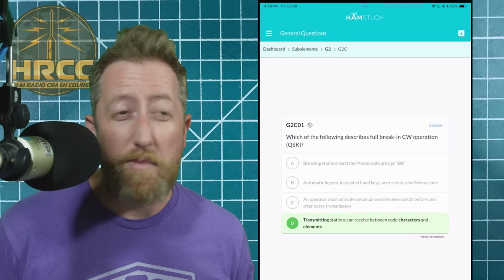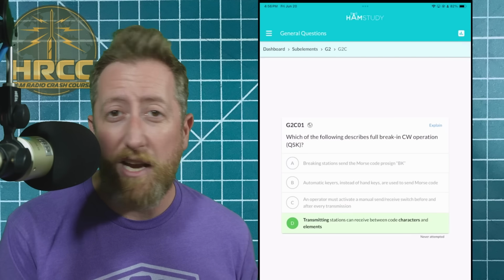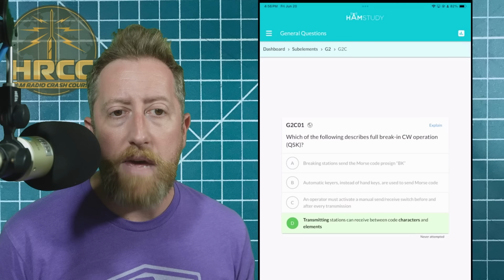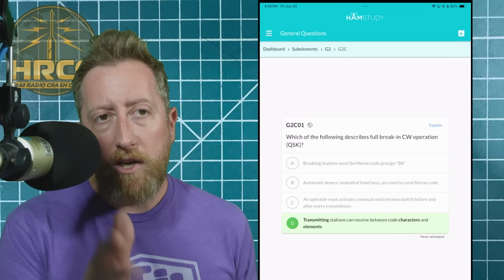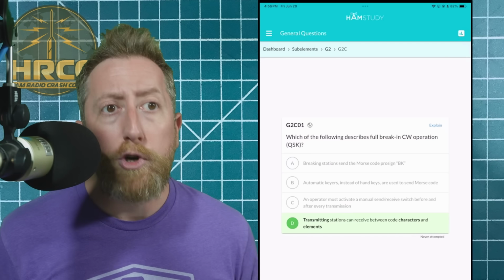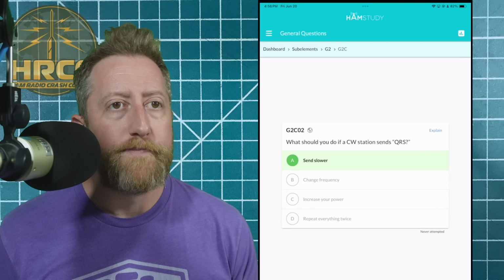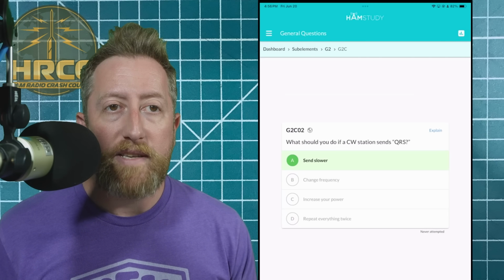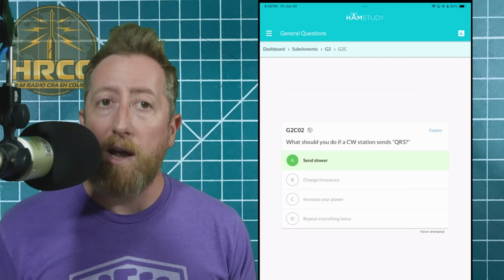And if you hear that station coming back while you're in the middle of doing the first character of your call sign, you know that you're not going to make it. So you might as well just stop. So QSK, full break-in, good mode of operation if you can get that. Question 2, what should you do if a CW station says QRS?